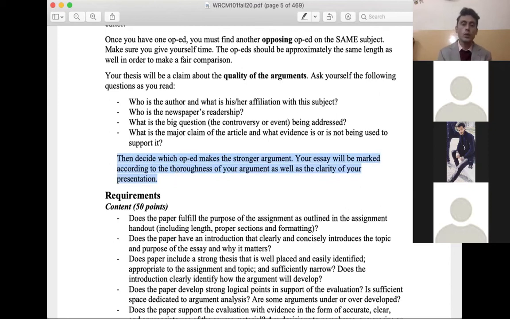Any questions, students? Sir, won't you provide the articles yourself, or do we have to search for them? No, I won't provide you the articles. You have to search for the articles. Okay, sir. So each one of you will have a different pair of articles, most probably.